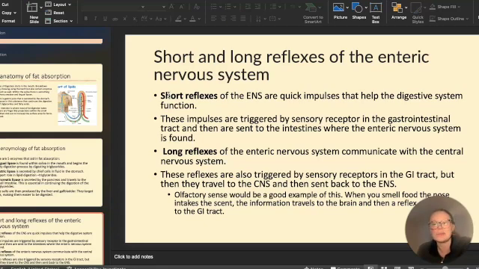An example of this that I found was a good one is whenever you smell food, the intake of that sense is through the nose. But then information travels to the brain, which would be the CNS, and then the reflex can be sent to the GI tract, which would be the ENS.